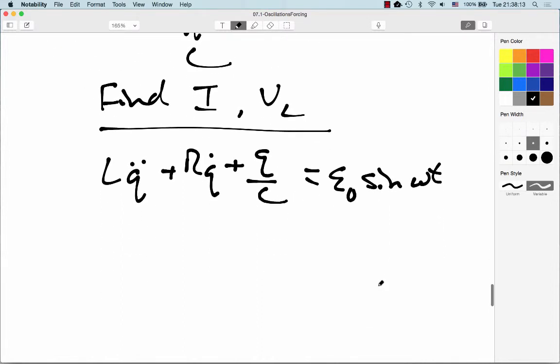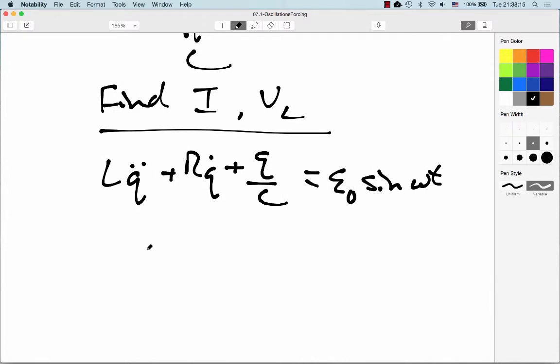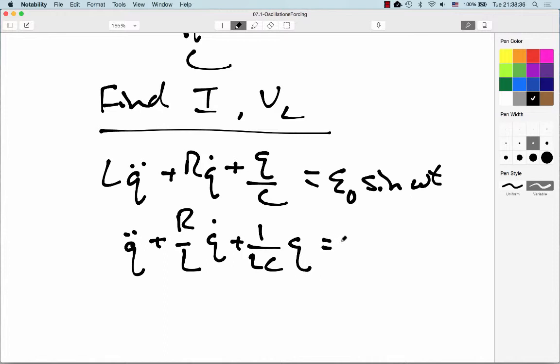All right. Well, we can go and put this into standard form. So we'll have a Q double dot. So we find the inductance sort of plays the role of mass here. Plus R over L Q dot plus 1 over LC times Q. That'll equal the EMF over L times the sine of omega t.